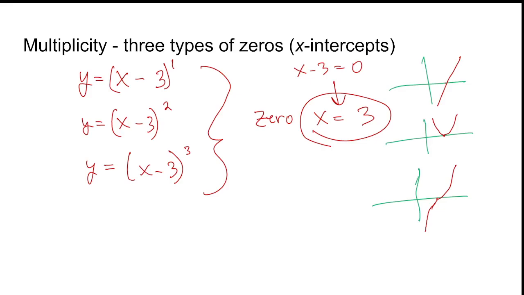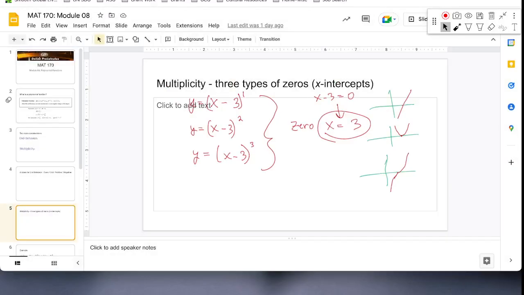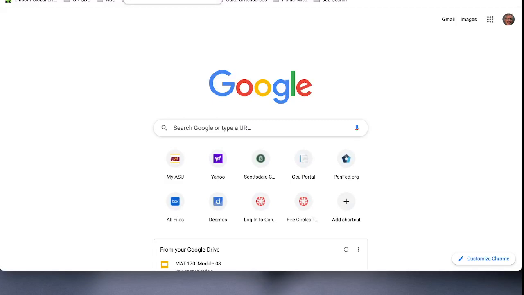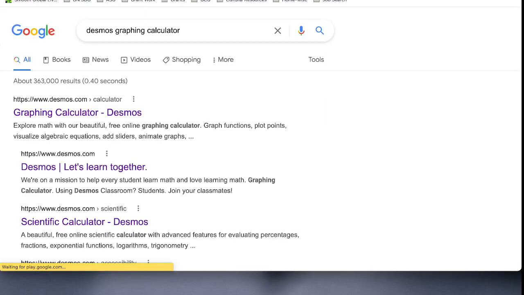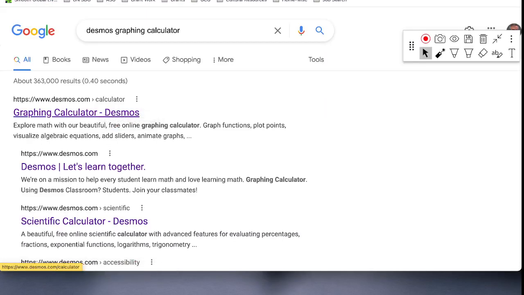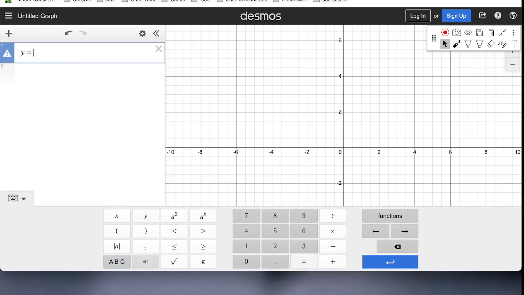So let's use Desmos to explore this, and go ahead and keep those for now. We'll go to Desmos. Calculator. Let's go there. Here we go. So we'll graph this one, and we'll first look at y equals x minus 3. Remember, that's the first power, and then we see it going straight through.